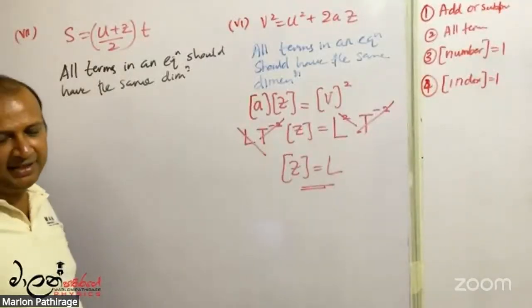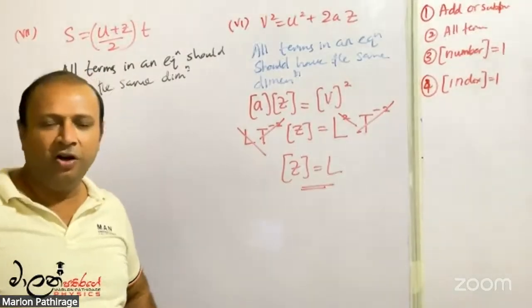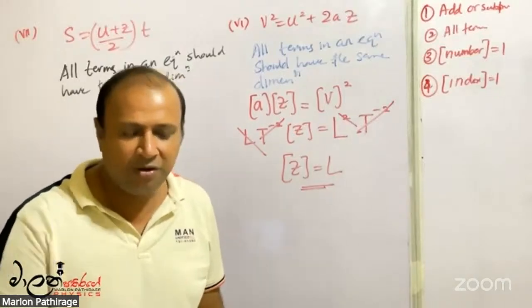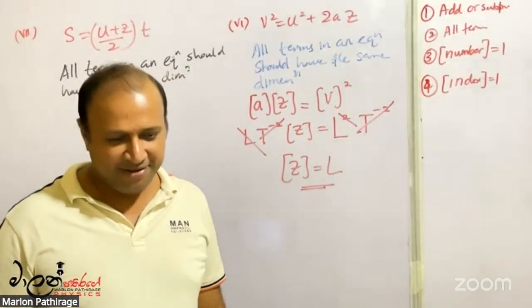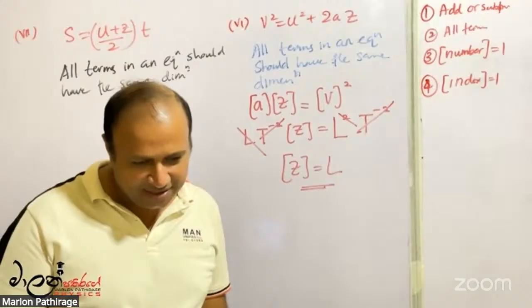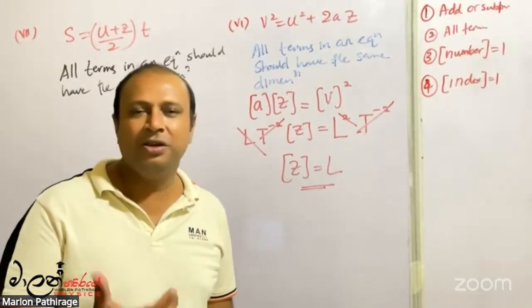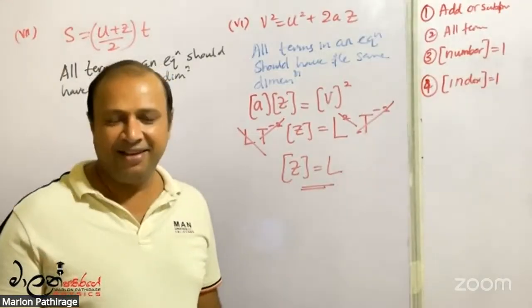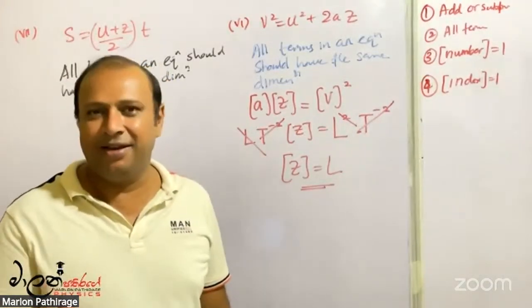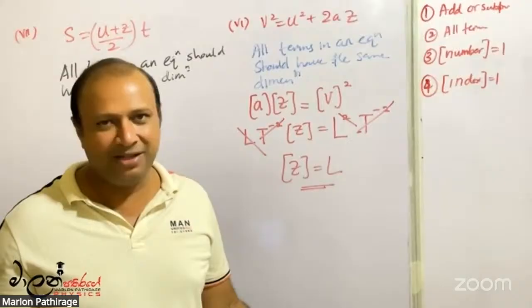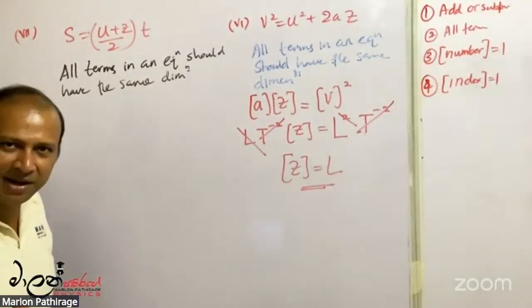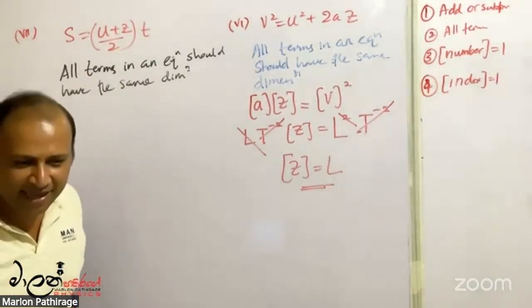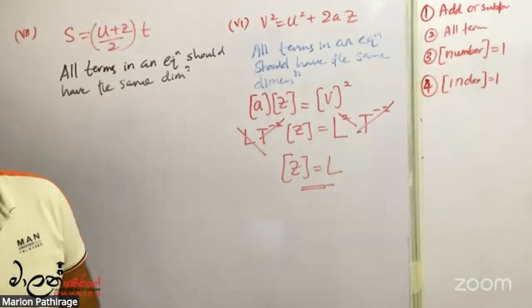Yes, addition rule. You know, addition or subtraction can be done among two equal physical quantities. That is rule number 1. Therefore, according to that rule, now there is an addition between U and Z.